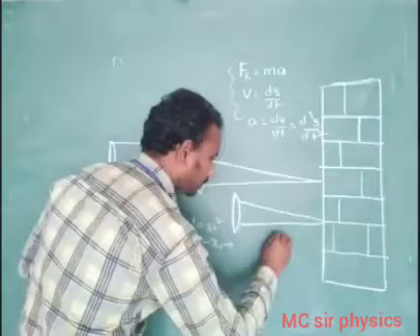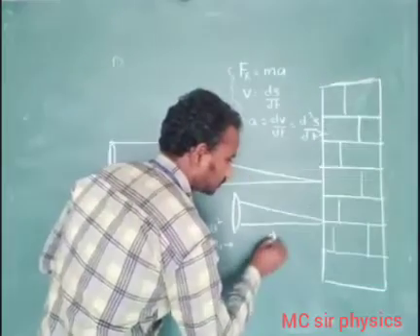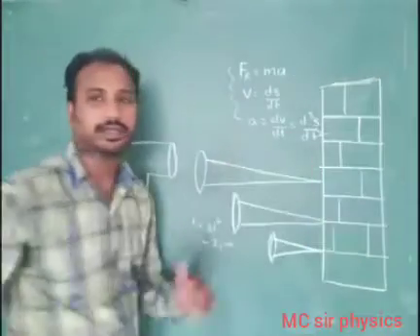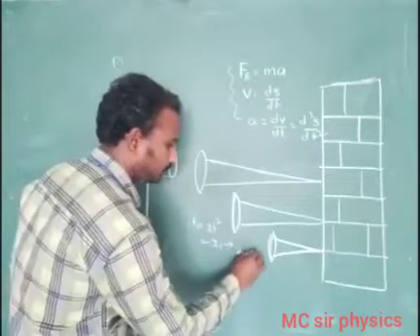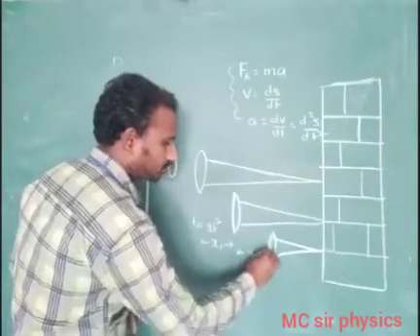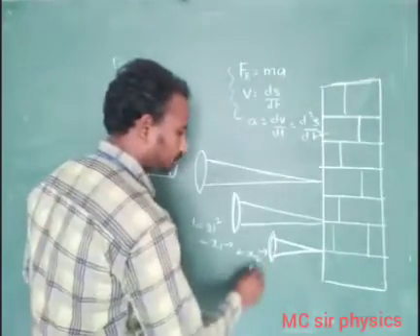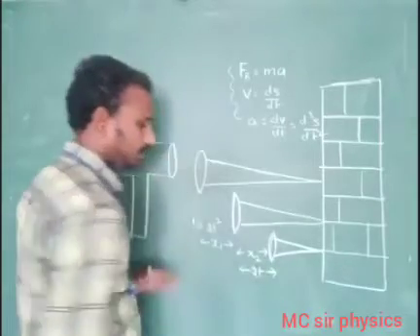So identify that. Okay? The second condition. How much displacement moved into the wall? x2. How much time taken for reaching this position? 2t. How much time taken? 2t time.